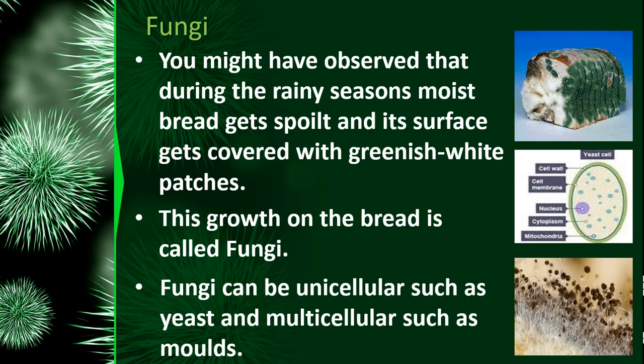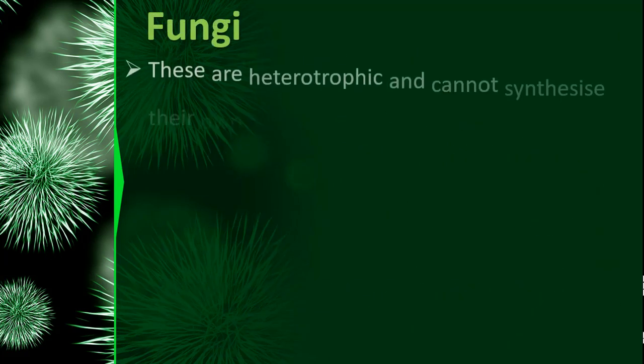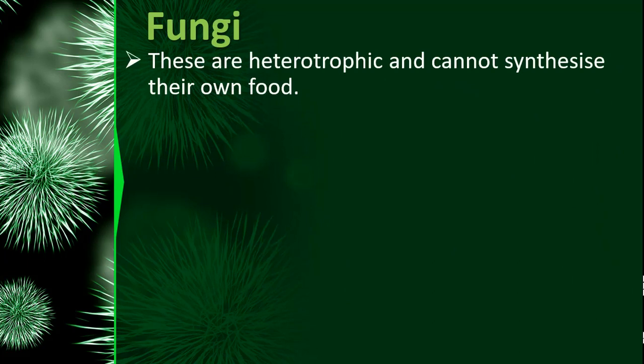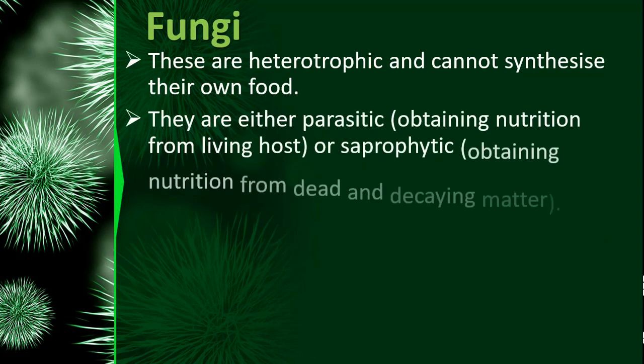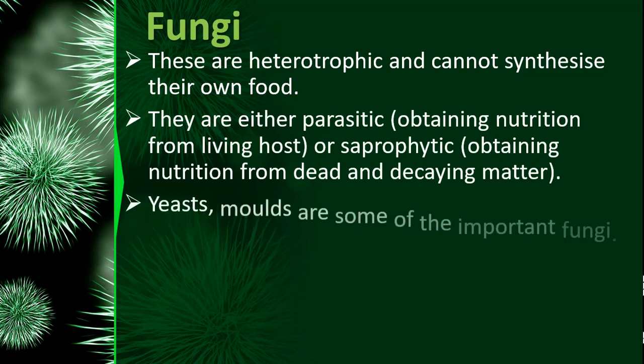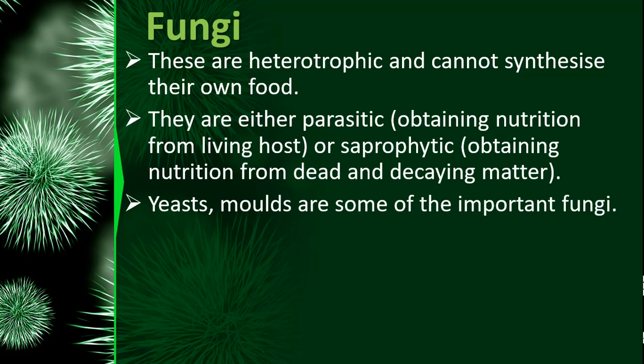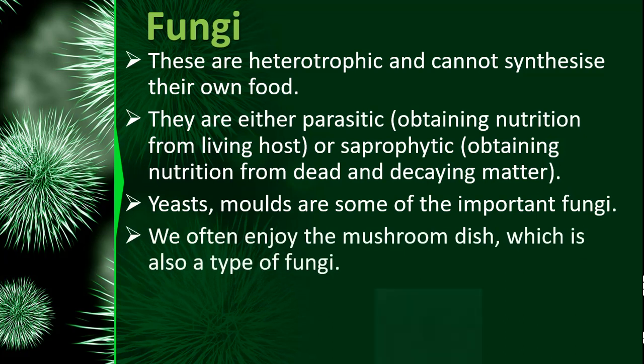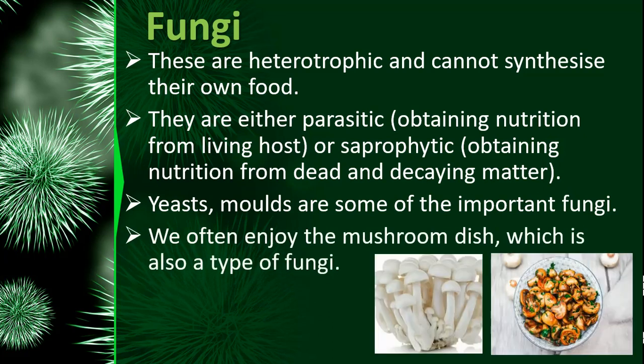Unicellular one cell के बने हुए भी हो सकते हैं and multicellular more cell से बने हुए भी हो सकते हैं. They are heterotrophic, that means they cannot synthesize their own food and are dependent on other organisms. They are either parasitic, that means they obtain their nutrition from a living host, or they are saprophytic, that means they obtain their nutrition from dead and decaying matter. Yeast, mold, mushrooms, these are some common examples of fungi. We often enjoy the mushroom dish, which is also a type of fungi, a microorganism.